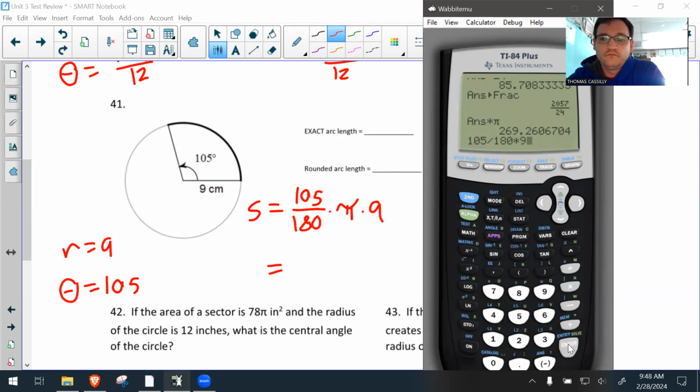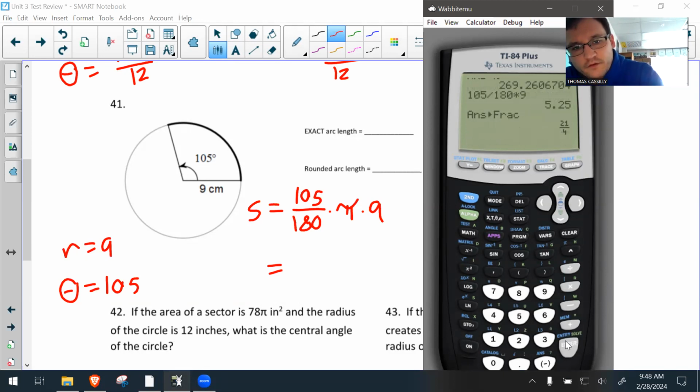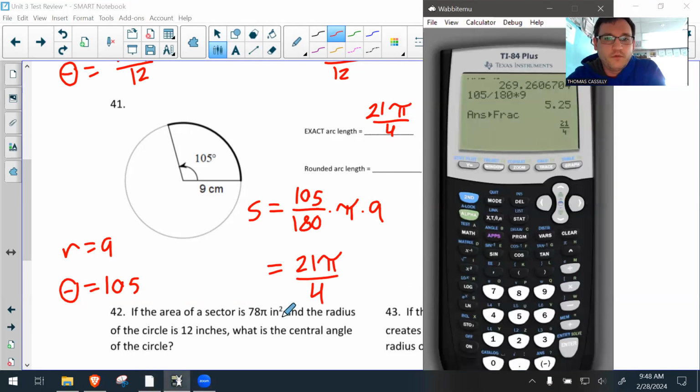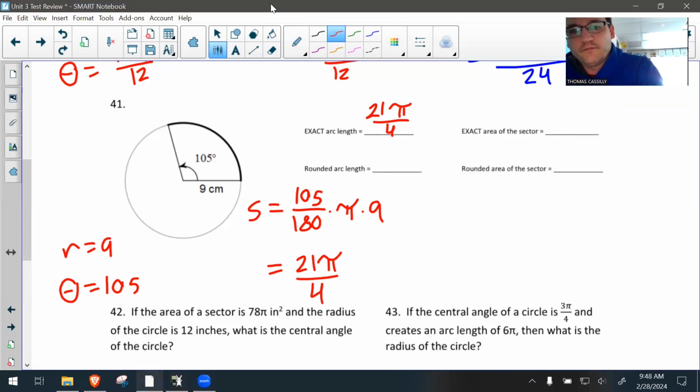All right, so 5.25. If I turn that into a fraction, we're going to have 21 fourths. So this is 21 pi over 4. So that is the exact value. Remember, exact means no decimals. We don't round it, right? But the rounded one, you just take that fraction, multiply it by pi, and we're going to have about 16.49.